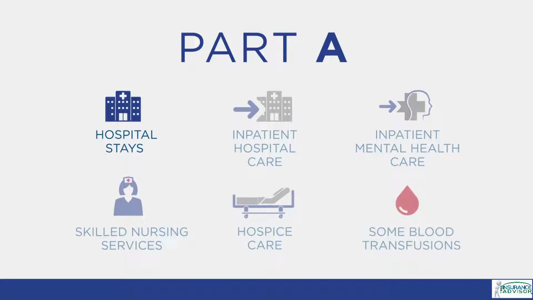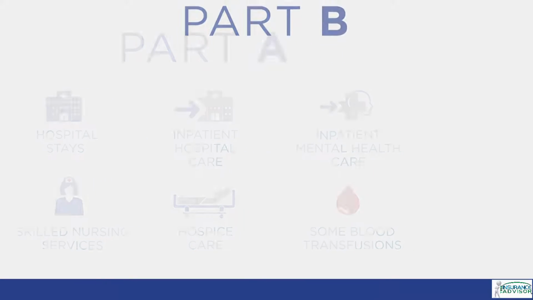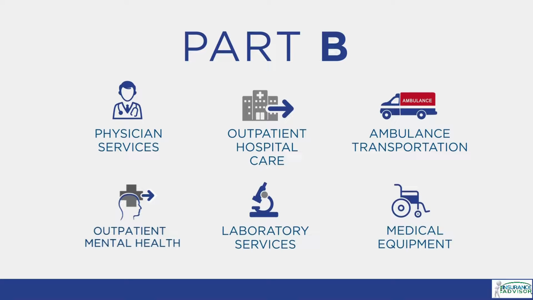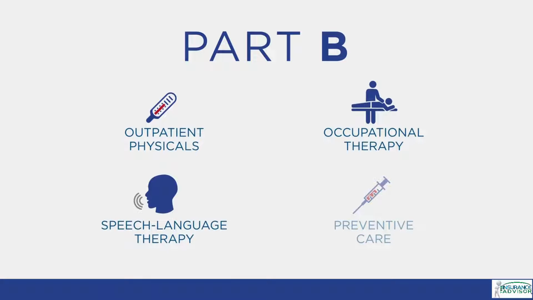Part A helps pay for hospital stays and inpatient hospital care. It also covers inpatient mental health care, skilled nursing services, hospice care, and some blood transfusions. Part B covers doctor and outpatient visits such as physician services, outpatient hospital services, ambulance transportation, outpatient mental health, laboratory services, durable medical equipment such as wheelchairs and oxygen, outpatient physicals, occupational and speech-language therapy, and some preventative care.